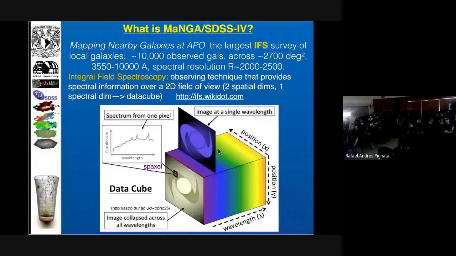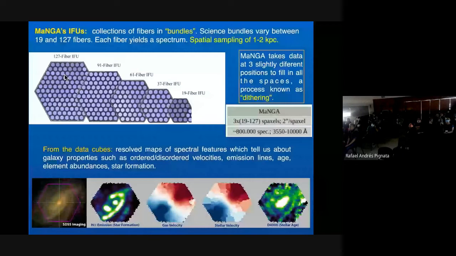In the case of MaNGA, the integral field units, the IFUs, are hexagons, we call them bundles, with many fibers. For the science projects, typically the fibers, which are in fact those that take the spectra, are in five bundle sizes, from 127 fibers, the most spatially resolved cases, down to 19 fibers in each bundle.